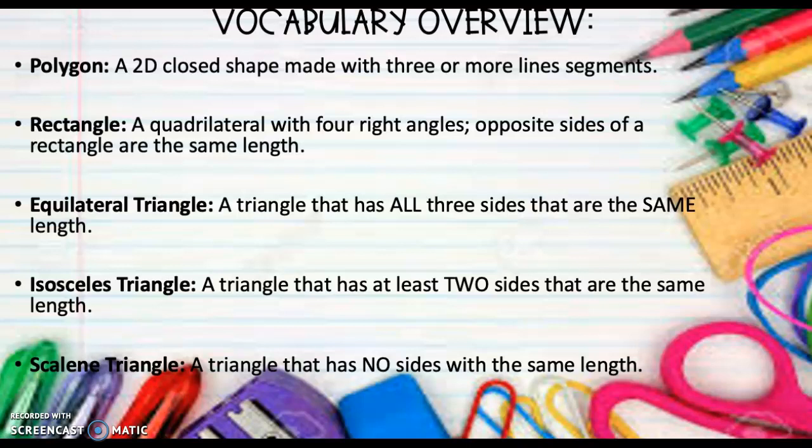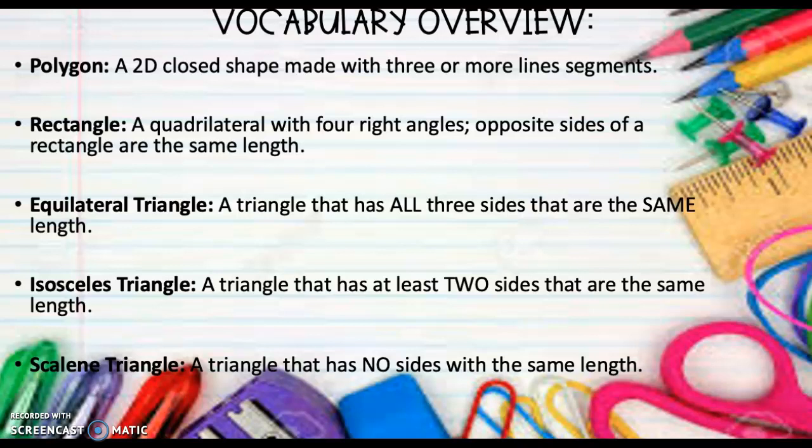Okay, your next one is an equilateral triangle, and that's a triangle that has all 3 sides that are the same length. When I hear the word equilateral, I think about the word equal, and equal means that everything equals the same, or everything has the same amount. So that's what you could think about when you think equilateral triangle.